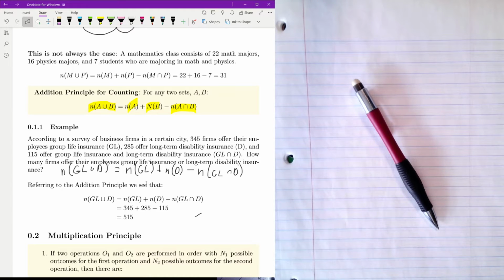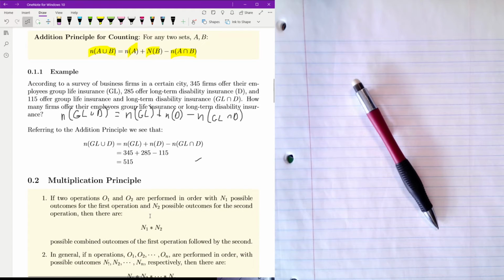So now that you've learned how to count, let's learn how to multiply. If two operations, let's call them operation 1 and operation 2, are performed in order, so you do operation 1 first and then you do operation 2, with n1 possible outcomes for the first operation and n2 possible outcomes for the second operation, then there are, in total, n1 times n2 total outcomes available to you.